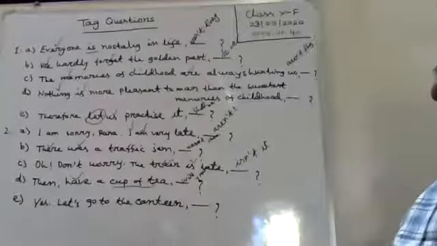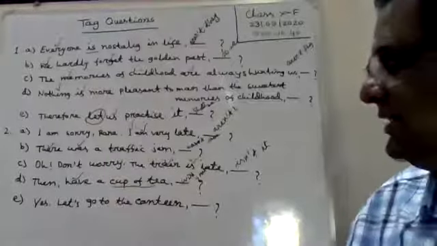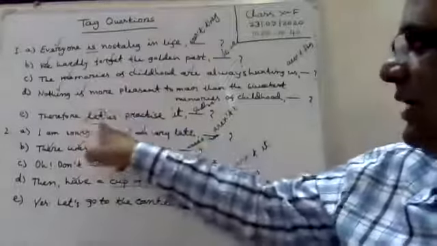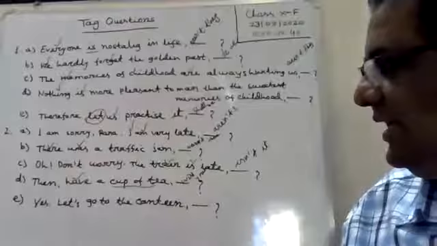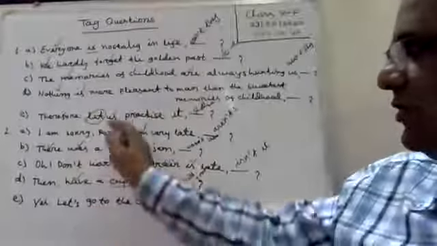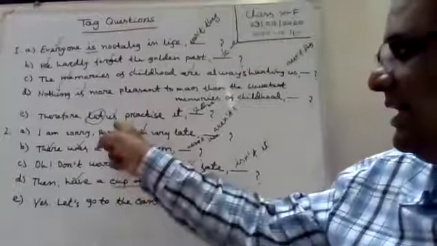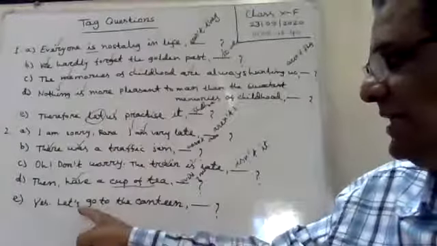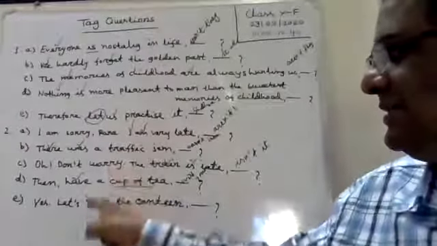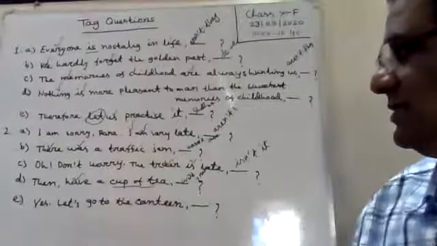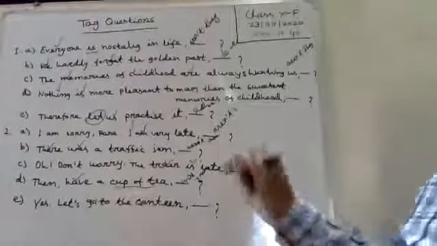Yes, let's go to the canteen. We have used let us. And here, let's is the contracted form of let us. So let's and let us are the same thing. Let us is written in contracted form. Then what will be the answer? Same thing. Shan't we? Shall we?